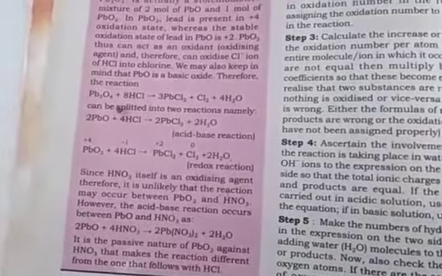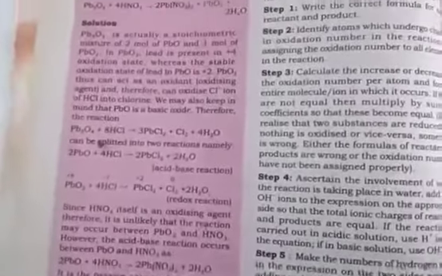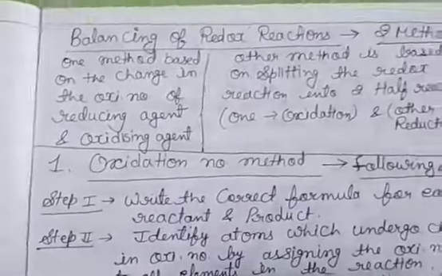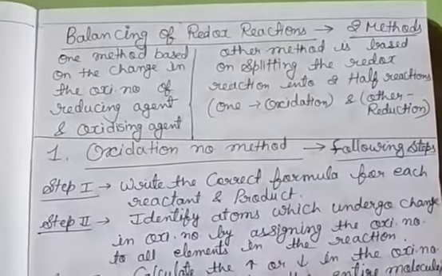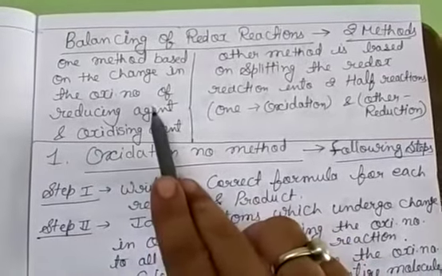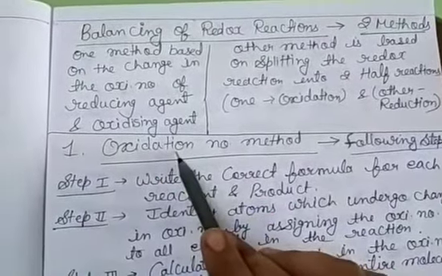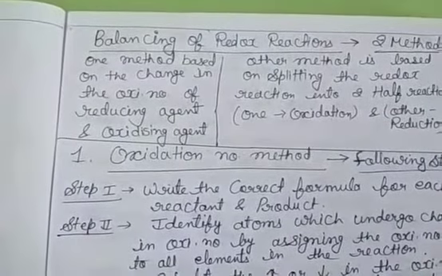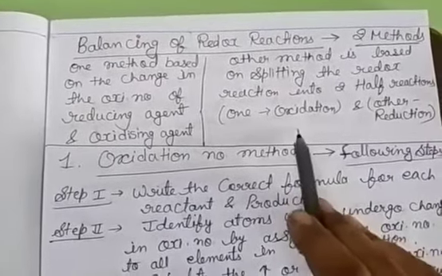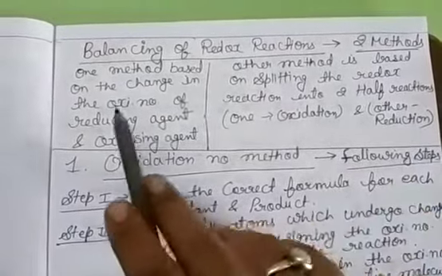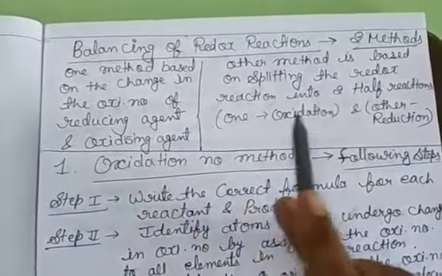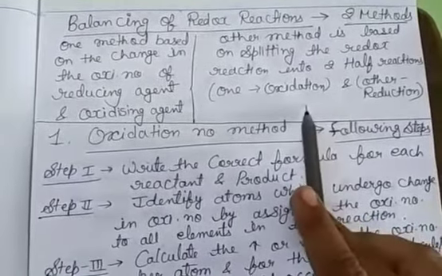Next topic is balancing of redox reaction. There are two types of methods. One method is based on the change in the oxidation number of the reducing agent and oxidizing agent, and the other method is based on splitting the redox reaction into two half reactions, first oxidation and second reduction. So the first method is known as the oxidation number method and the second method is known as the half reaction method.